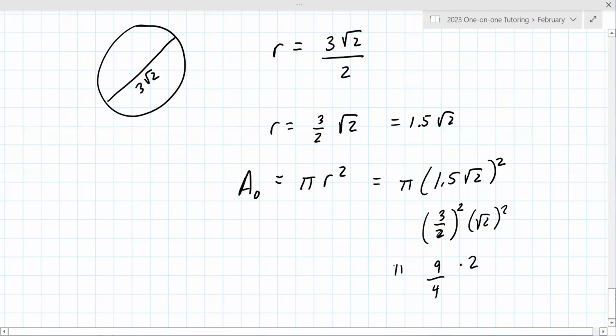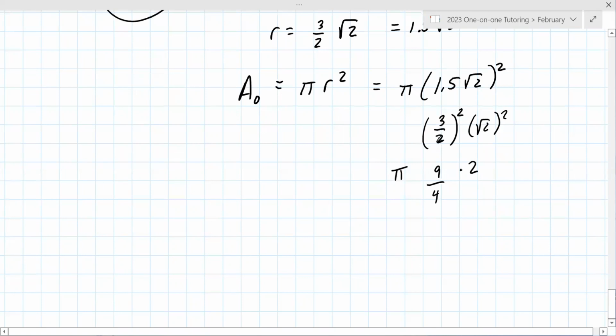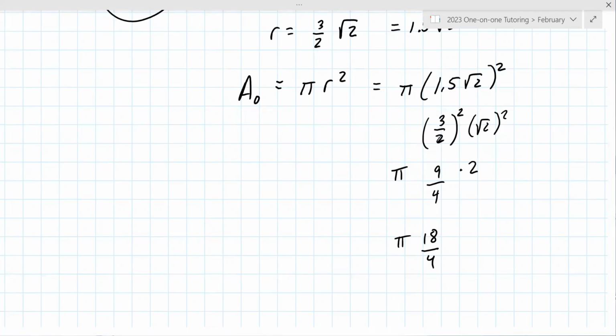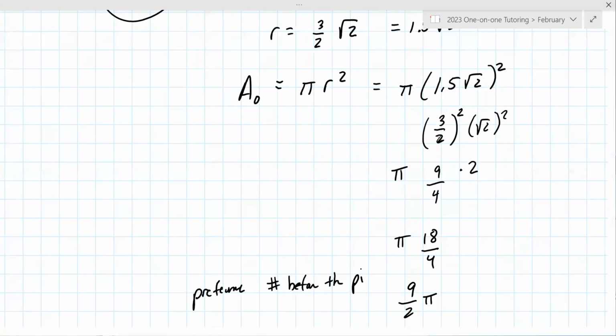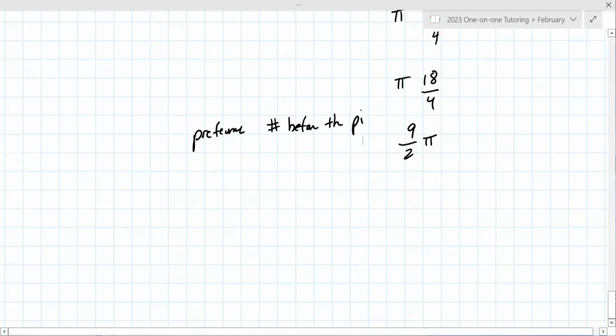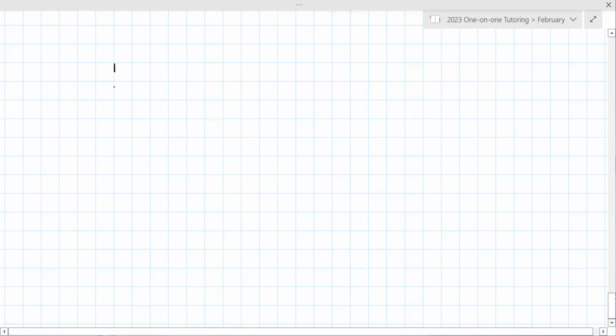So 18 over 4 still, or would we change the 4 also? Well, you should reduce this fraction. You should never leave it like this. Okay, I'd change it to 9 over 2 then. 9/2 times pi. There's a preference to put the number before the pi. So just put the number first, then pi. Yes, okay, you got it. That's your area.